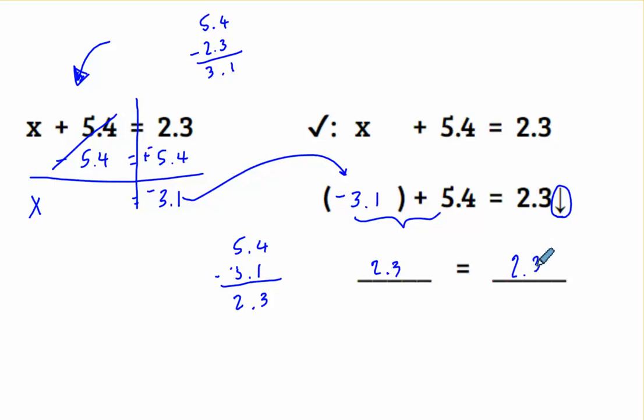And my final thing is to ask myself, does this make sense? Is this a true statement? And 2.3 is definitely equal to 2.3. So I know that I'm right, and my solution for x is negative 3.1.